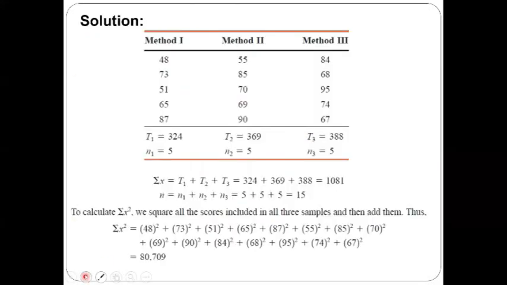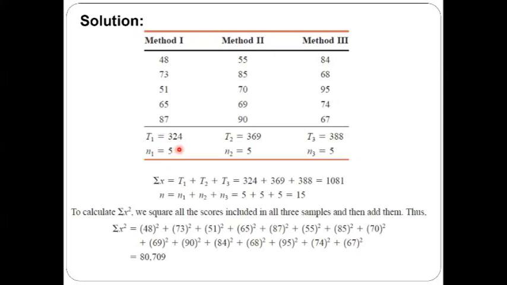To calculate these values, we have method 1, method 2, and method 3. For method 1, we can get T sub 1 and N sub 1. T sub 1 is the sum: 48 plus 73, 51, 65, and 87. Add them all to get the value of T sub 1, which is 324. For N, it is just the number of samples: 1, 2, 3, 4, 5. So N sub 1 is 5.